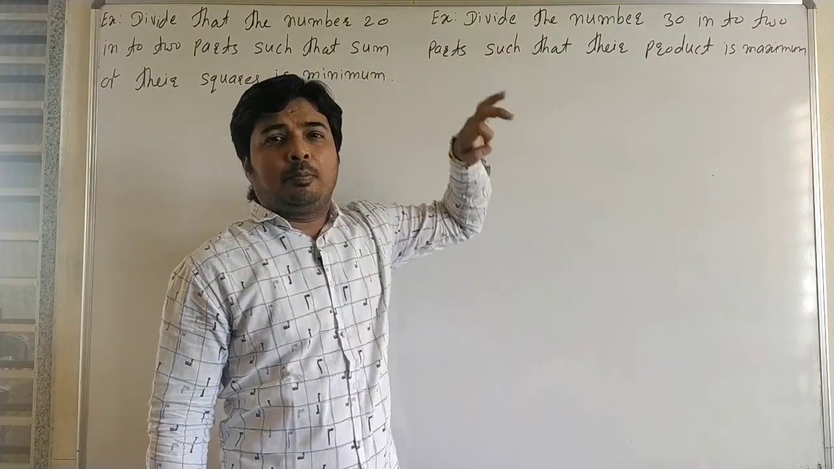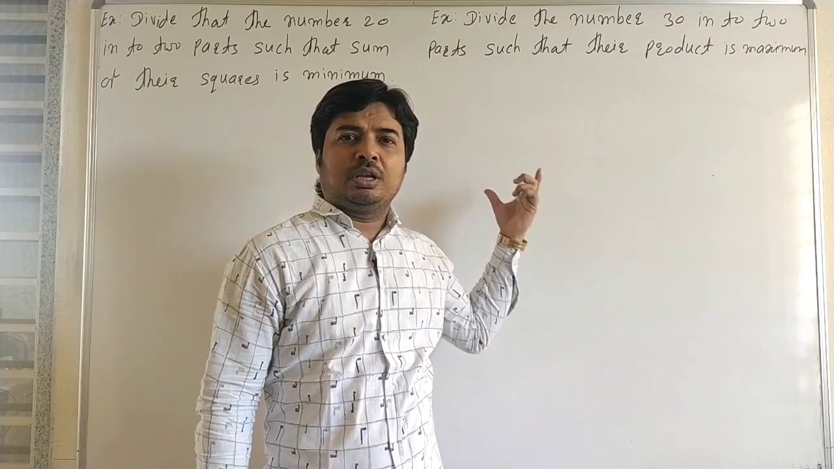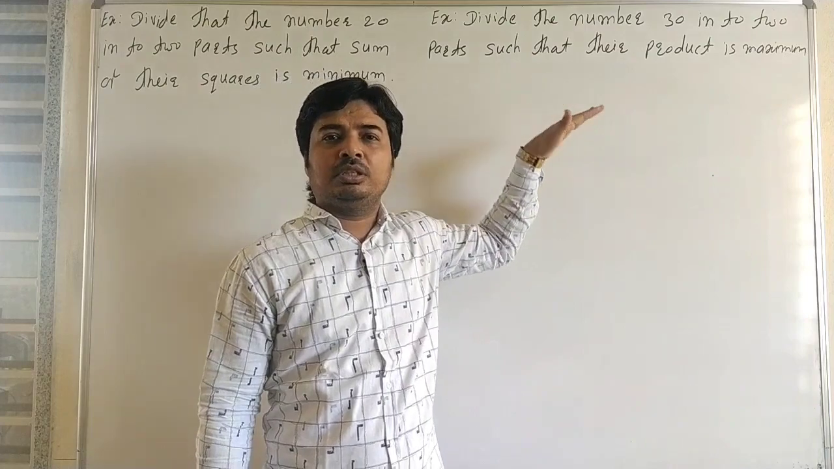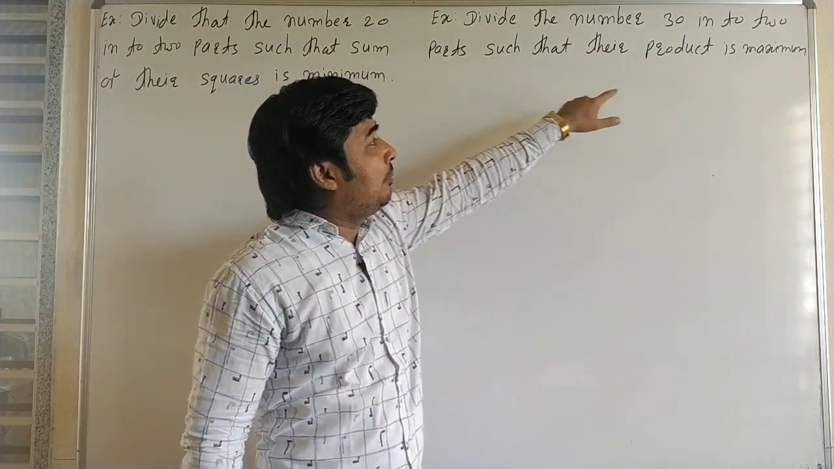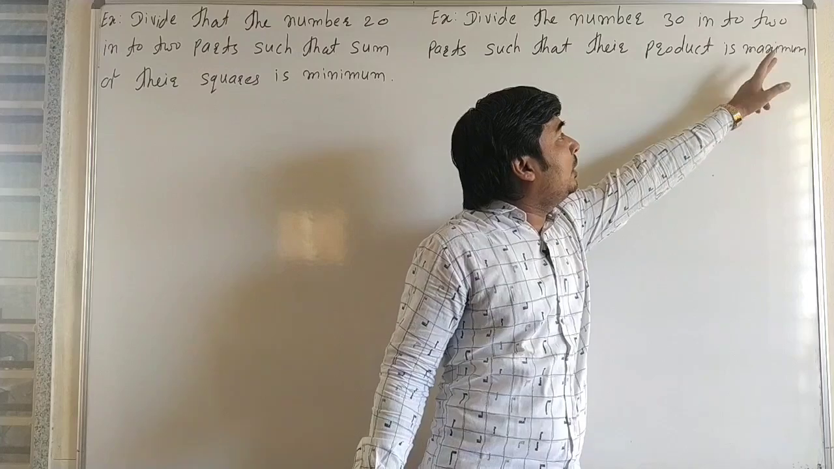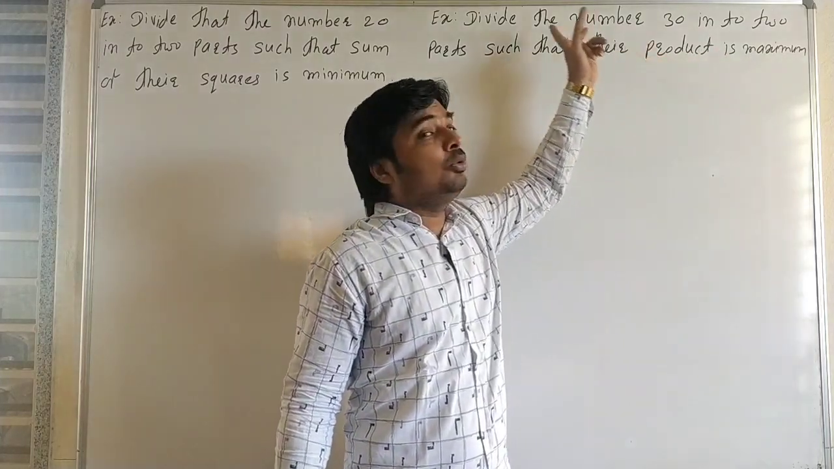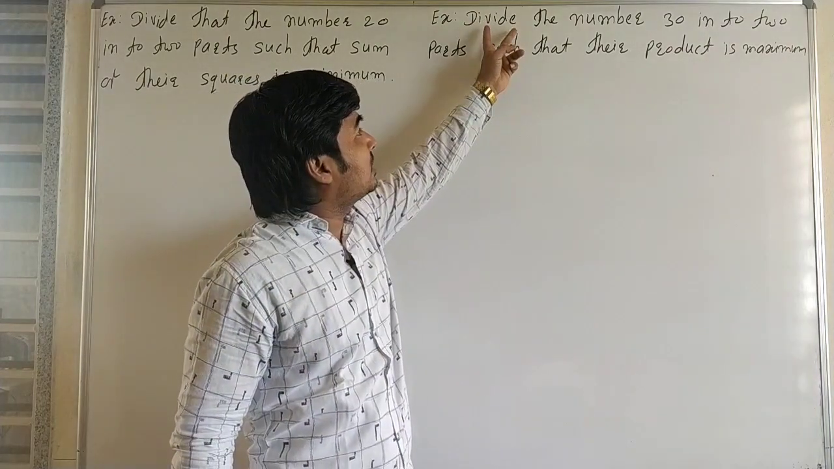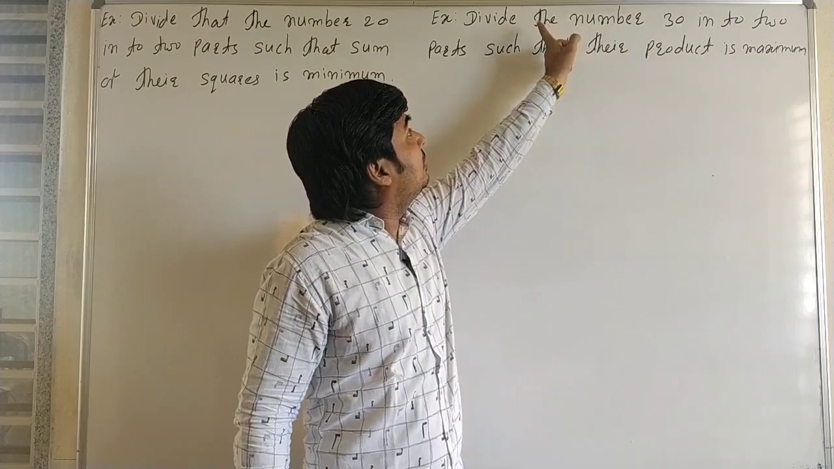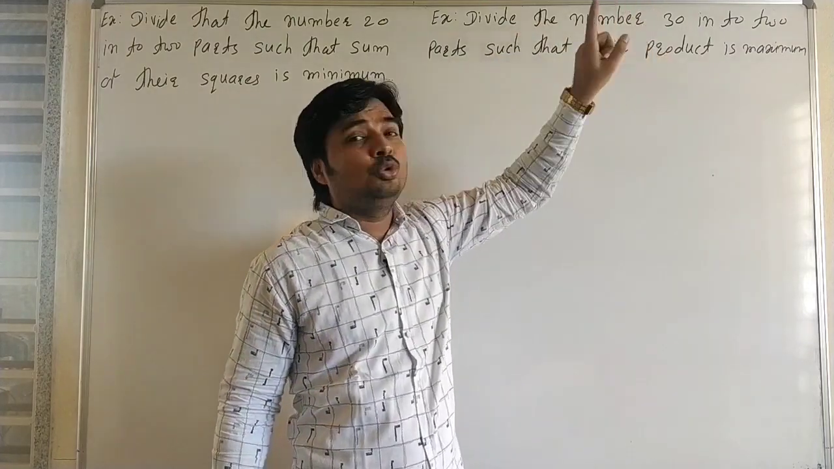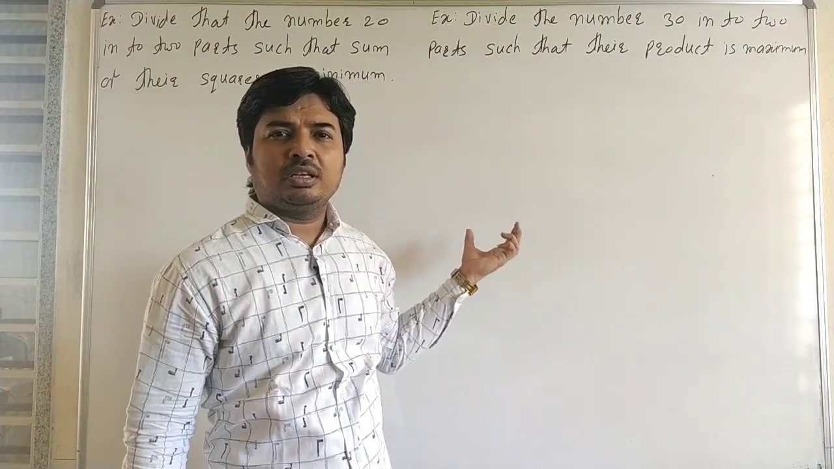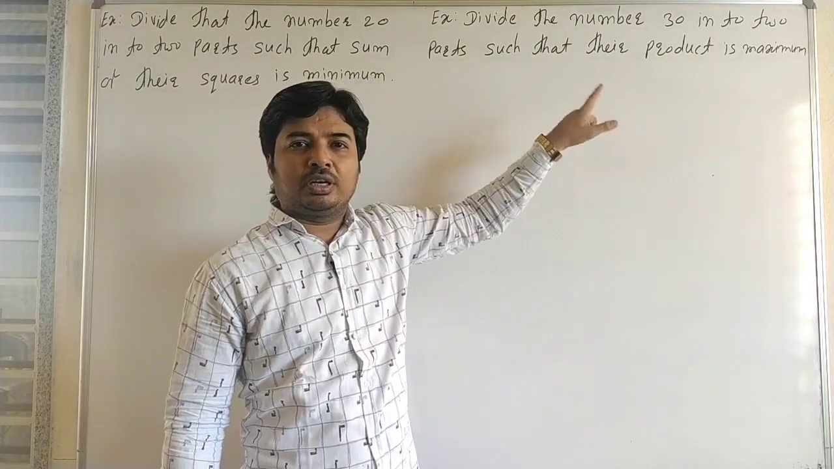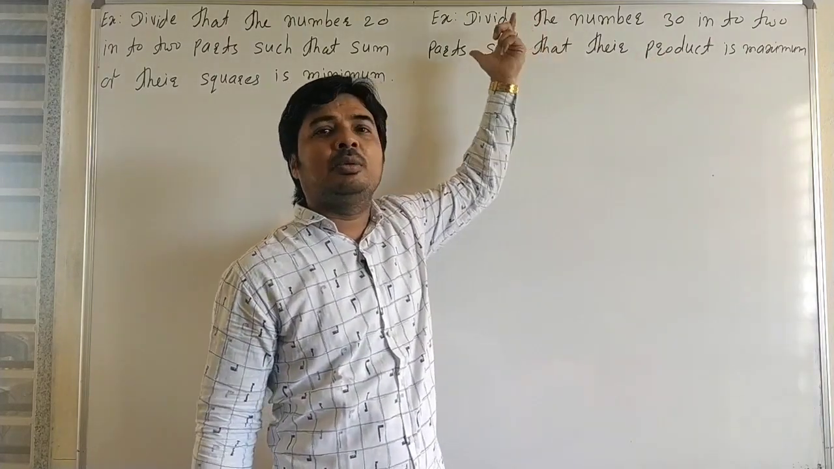Here, maximum and minimum: where y equals f of x is any function, we find the maximum or minimum value of the function. Here we find the maximum value, and it is the maximum value of the product of two numbers. Divide 30 into two parts. Let the two numbers be x and y. Then their product is the function, and we find the numbers for which it is maximum.